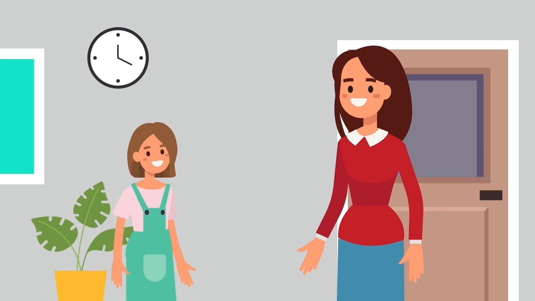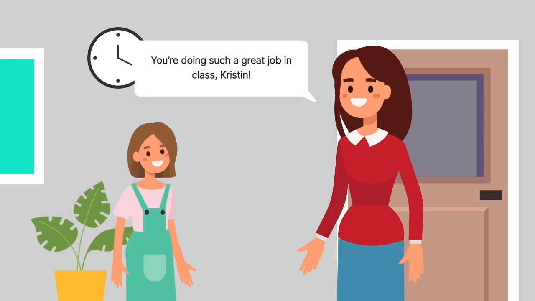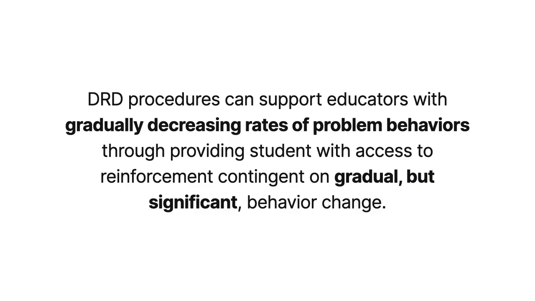Over time, Kristen's calling out behavior was decreased to a level that was neither disruptive to instruction nor socially stigmatizing to Kristen. Prior to implementing the DRD procedure, Kristen's peers often complained about her calling out behavior and were reluctant to work with Kristen during cooperative learning activities. To summarize, DRD procedures such as the one implemented with Kristen can support educators with gradually decreasing rates of problem behaviors through providing students with access to reinforcement contingent on gradual but significant behavior change.